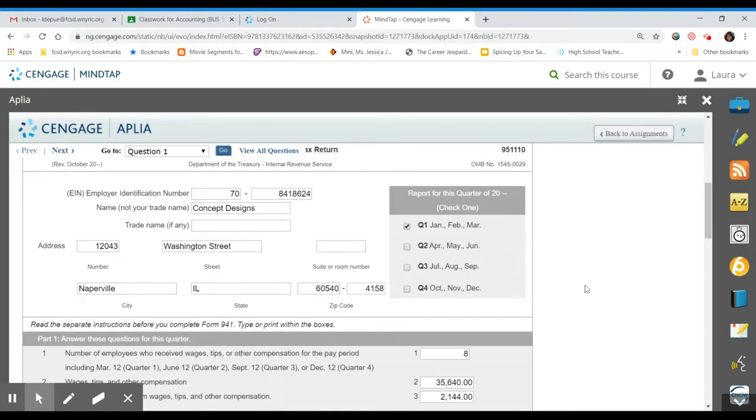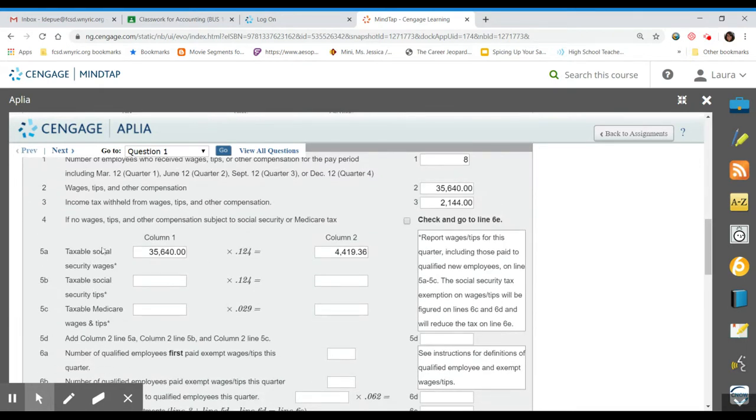Okay, the next step is down here, the taxable Social Security wages. We're taking the amount of the total wages, which was found up here, $35,640, and we're multiplying it by 0.124. If you remember from Chapter 12, we learned that Social Security was 6.2%. But the reason we now double this, so this is really 12.4%, and we move the decimal over 2 to get 0.124, is because it's paid now by the employee and the employer. So you multiply the $35,640 by 0.124, and we get $4,419.36.